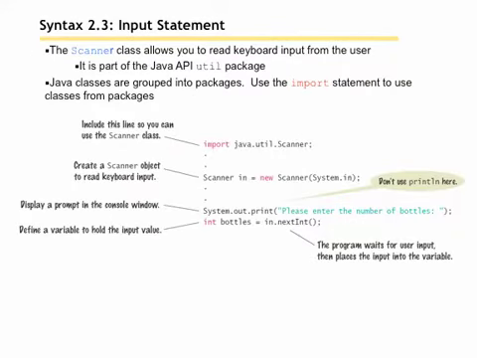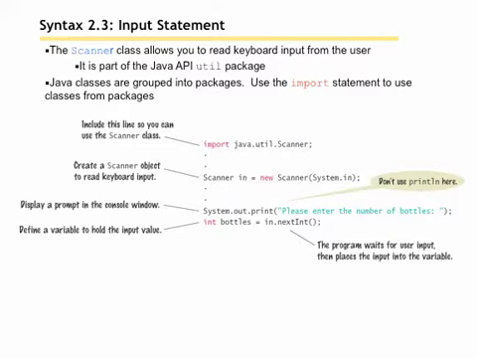So here's the syntax of the input statement. The Scanner class allows you to read keyboard input from the user, and it's part of the Java API util package. So we'll talk about that Java API before the end of this chapter. Java classes are grouped into packages. So the package contains a bunch of related methods or routines that we can use. So java.util contains a lot of utilities that we use, like getting input.